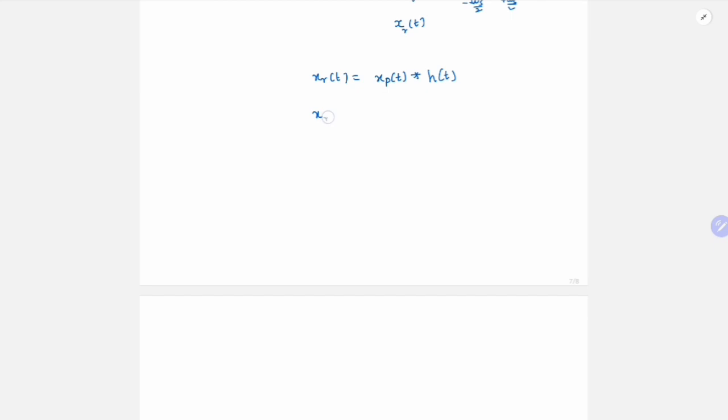If I have to write this out, this will be summation n equal to minus infinity to infinity x of nt h of t minus nt. You can think why this is so, because my xp of t is nothing but sum of impulses with scaled version of x of nt, and impulses convolved with h of t, any signal will give the shifted version of the signal itself. So that is how we are getting this.